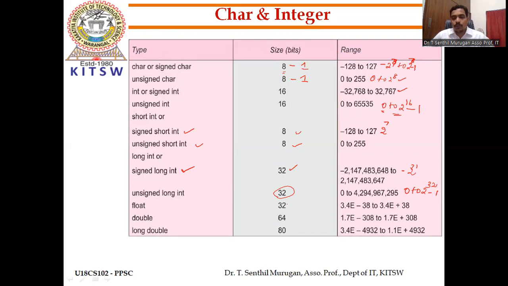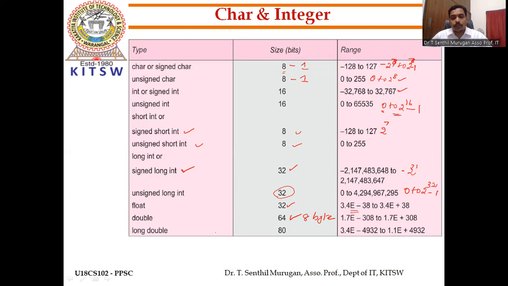So this is the float values. Float values we can represent using exponential values. So this value starts from 3.4e minus 38 to 3.4e plus 38. So that means this will also take 2 power 32 minus 1. Here a double value will take 64 bits, like 8 bytes. So this is 8 bytes. So 8 into 8, 64 bits.